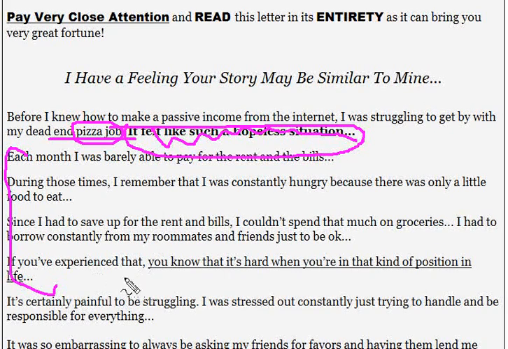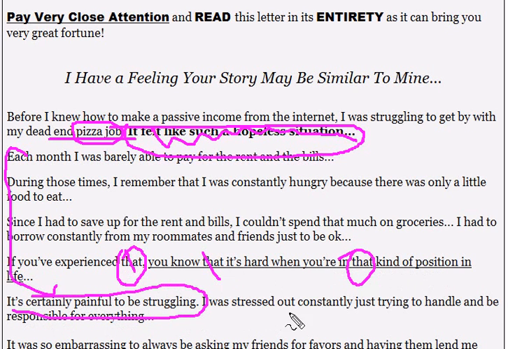Okay, if you have experienced that, and that is one of these words as well too that you need to look out for. A lot of times you can do without the word, and if you can get rid of it without changing the meaning of the sentence, then you do so. And this comes into the editing stage. If you're experiencing what that is, again, that, it's hard for you to see. Okay, experience. Okay, certainly painful to be struggling. It's certainly painful to be struggling. Kind of awkward expression here. I was stressed out constantly just trying to handle and be responsible for everything.